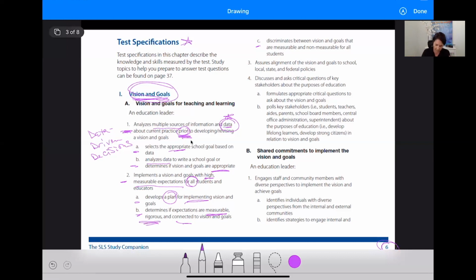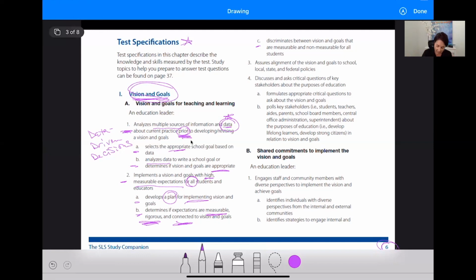And then, of course, it needs to be rigorous. Rigorous is a buzzword in education, of course. And then when we say connected to vision and goals, that means you've looked at the data, you've determined what the vision and goal is going to be. Now you need to see if your expectations are aligned to that goal or vision. Okay, so alignment is key here.